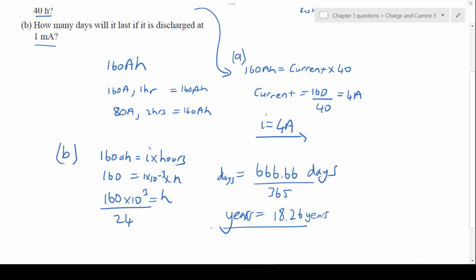And this is a typical example where you'd be using the battery dimensions or the battery ratings to then determine the performance of the battery.